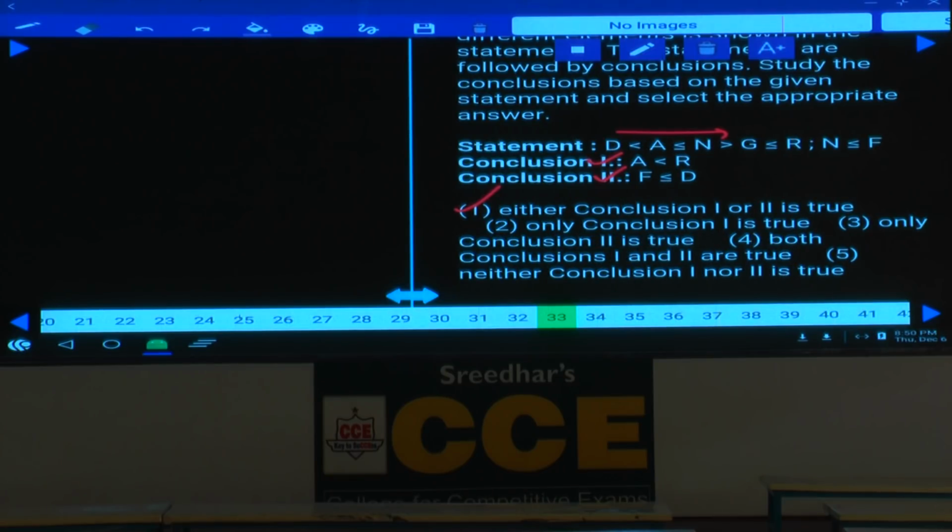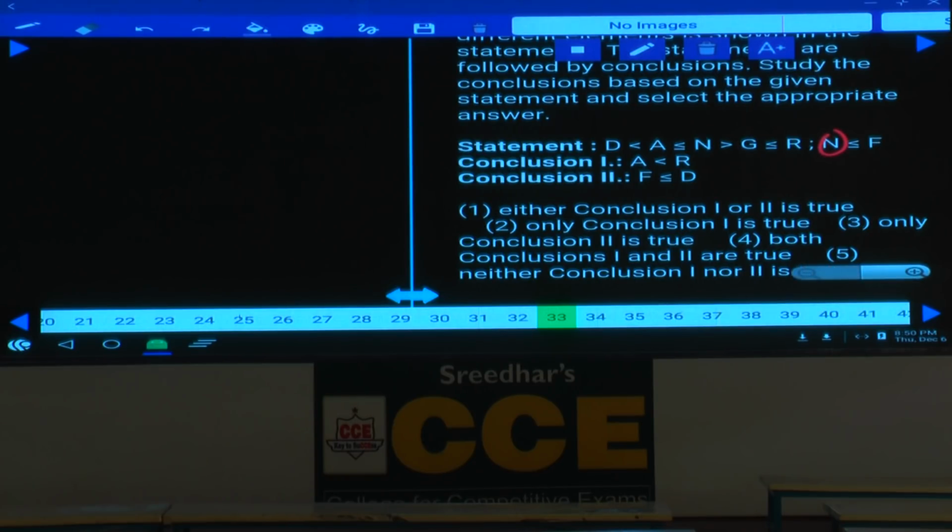Then question number 33. Now in this 33, the relation between A and R. Between A and R, there is one lesser than, one greater than, two opposite symbols between these two, no conclusion between these two. Then coming to conclusion 2, F and D. D is here and F is here. What is the letter which is common here?